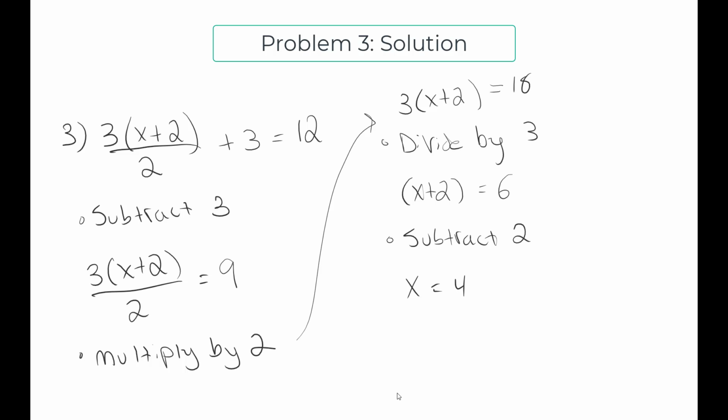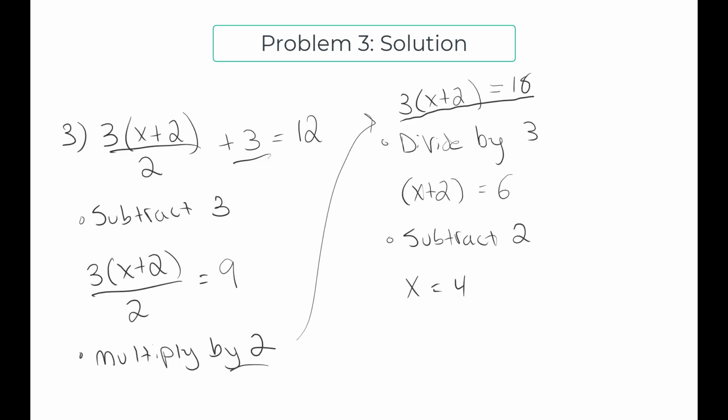And finally, our last problem, where we have 3 times the quantity of x plus 2 divided by 2 plus 3 is equal to 12. We're going to start out by subtracting 3 on both sides to get rid of this plus 3, and we're left with 3 times the quantity of x plus 2 divided by 2, which is equal to 9. We're going to multiply both sides by 2, and that gives us a 3 times x plus 2, which is equal to 18. We're going to divide both sides by 3 because it's going to be a lot more efficient than distributing first.